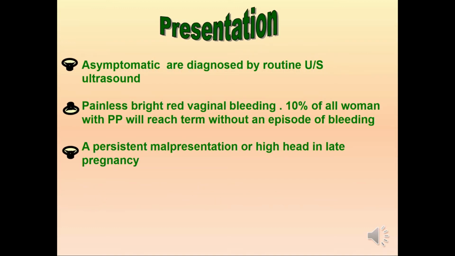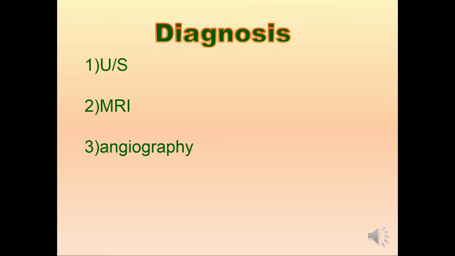Presentation: either asymptomatic and diagnosed by routine ultrasound, or painless bright red vaginal bleeding. 10% of all women with placenta previa will reach term without an episode of bleeding, or persistent malpresentation or high head in late pregnancy. Diagnosis: ultrasound, MRI, angiography.